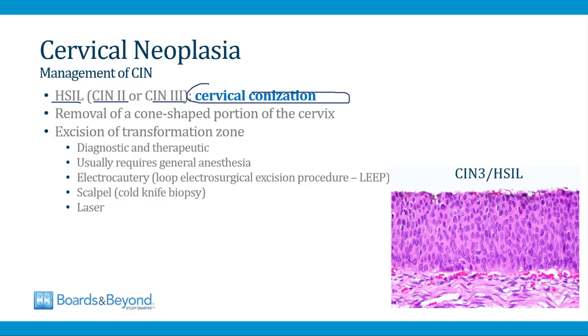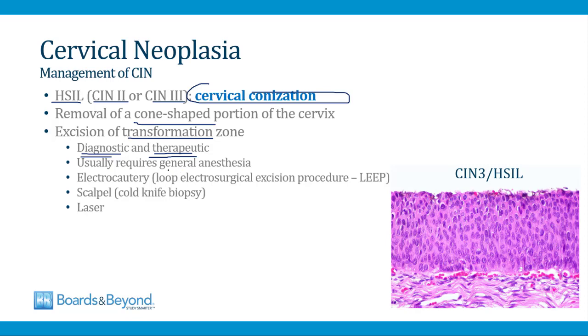This is a surgical procedure where a cone-shaped portion of the cervix is removed, and the idea is to excise the entire transformation zone, which is the zone where the cervical neoplasia is usually contained. This is both diagnostic and therapeutic. It's diagnostic because you can see the full extent of the lesion to see if it's more advanced than what the biopsy suggested, and it's also therapeutic because hopefully you remove all the neoplastic tissue.